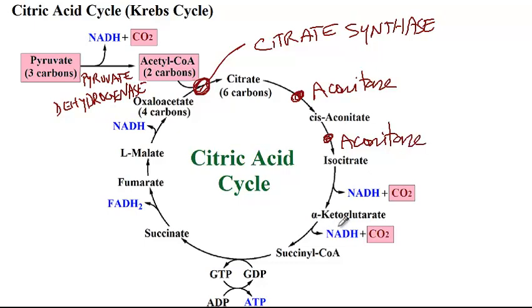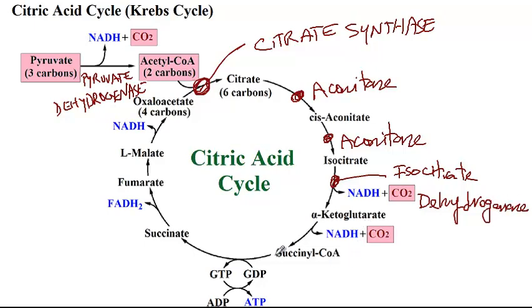Conversion of isocitrate into alpha ketoglutarate is being done by isocitrate dehydrogenase. Conversion of alpha ketoglutarate into succinyl coenzyme A is being carried out by alpha ketoglutarate dehydrogenase.